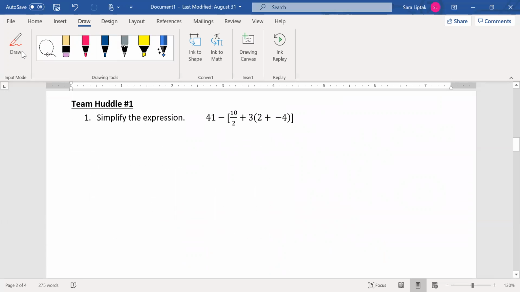All right, let's try this first team huddle question, and I'm going to help you out with this. I know a lot of you are probably looking at that fraction and thinking that it's very overwhelming at first, but let's just write out PEMDAS first and see what we have to do.